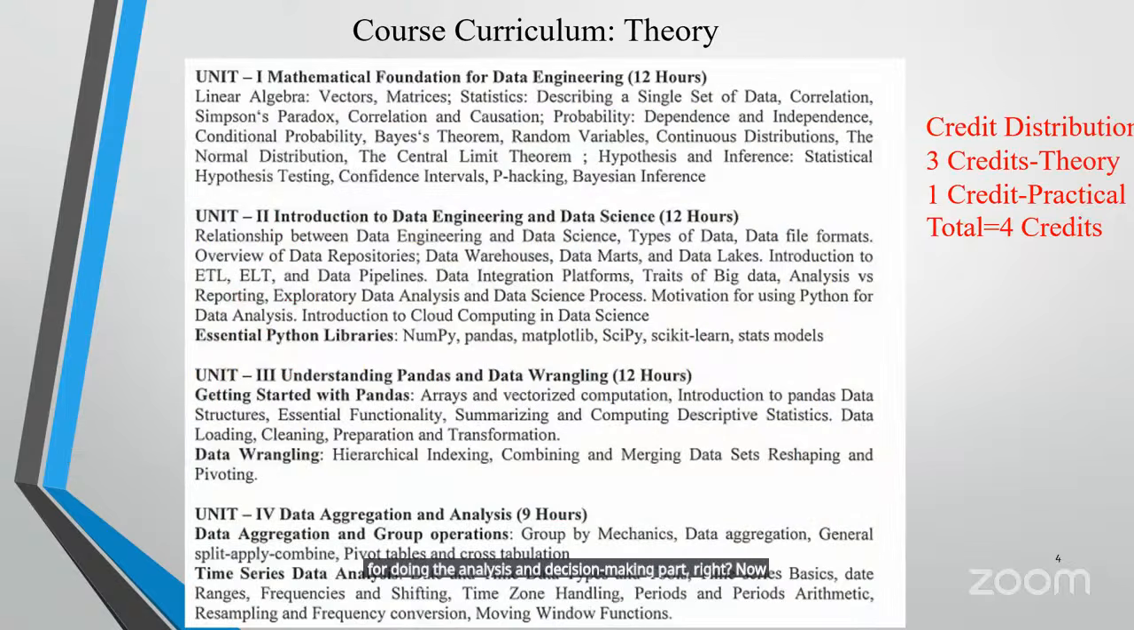Now, it is actually a 4-credit paper where 3 credits are for theory and 1 credit is for practical. So 2 hours of lab sessions every week and 3 hours of theory. The course curriculum, the theory part is divided in 4 units, where we'll start with the basics of mathematical foundations and statistical concepts which are required for doing data science. So some basics of maths and stats in unit number 1.